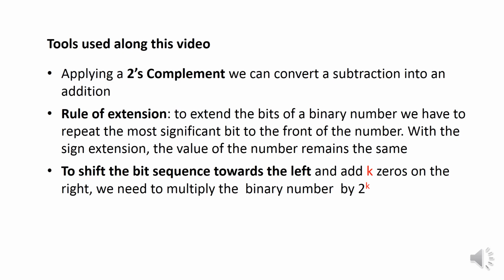I hope also that along the way in this video you learned that by applying a 2's complement we can convert a subtraction into an addition; that to extend the bits of a binary number we have to repeat the most significant bit to the front of the number, and that with the sign extension the value of the number remains the same; and that to shift the bit sequence toward the left and add k zeros on the right, we need to multiply the binary number by 2 to the power k.